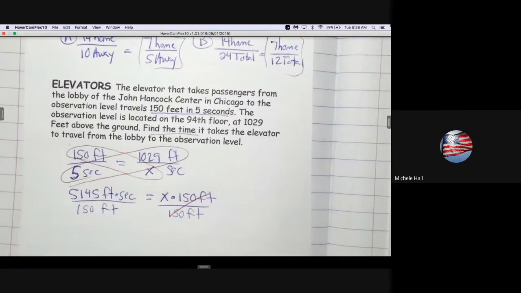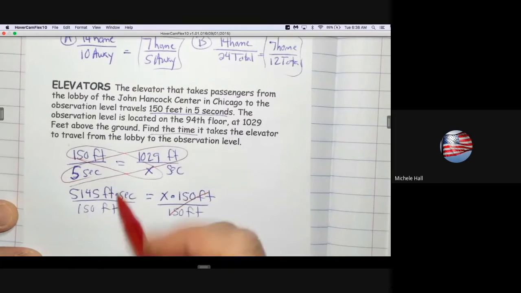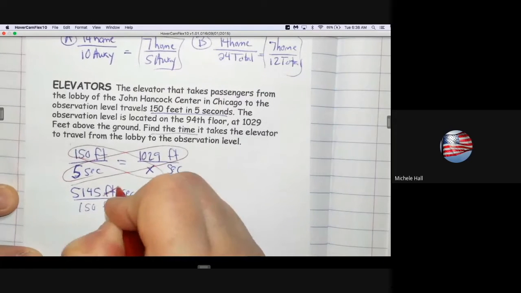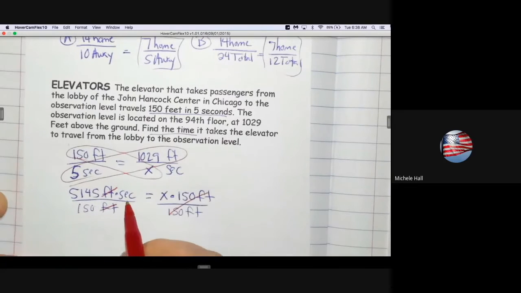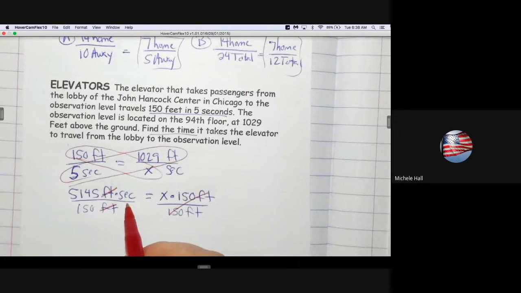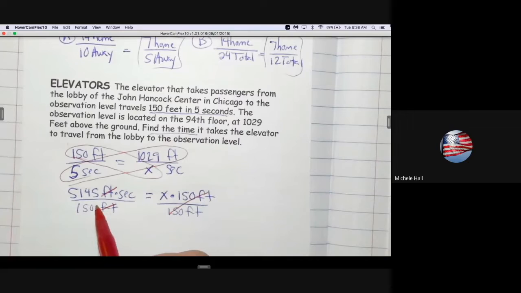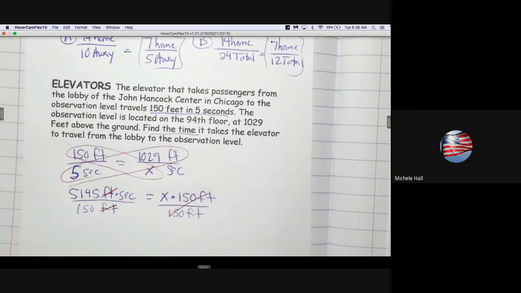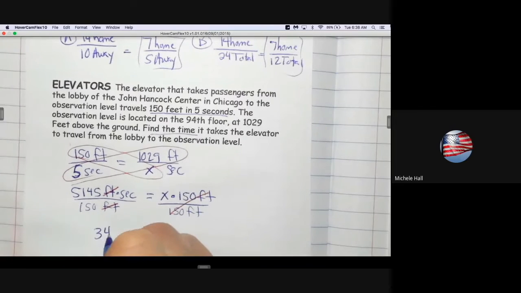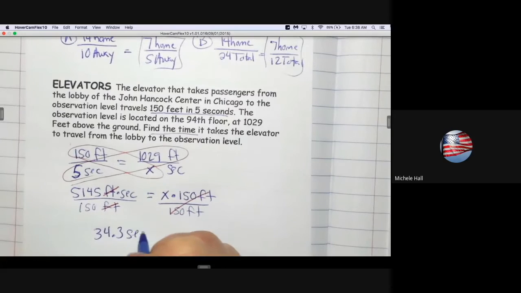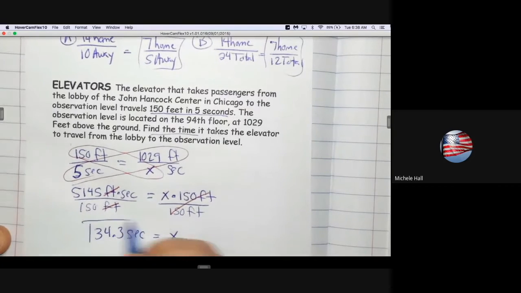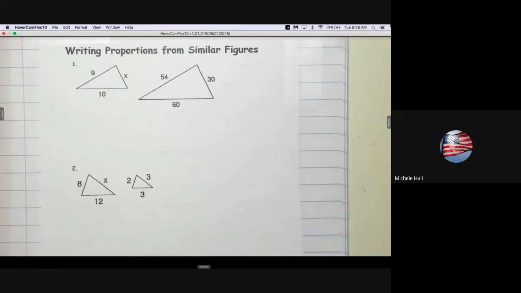And what happens on this side? Feet and feet are going to cancel. It's like having a variable, canceling feet for feet, and that leaves seconds, which is good because we need an answer that's in seconds. And now 5,145 divided by 150, 34.3 seconds equals x.